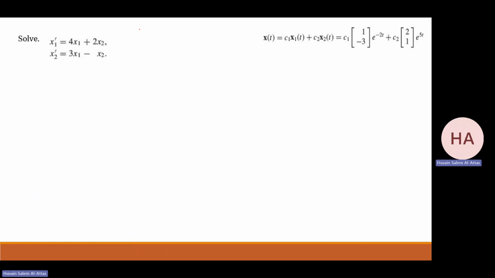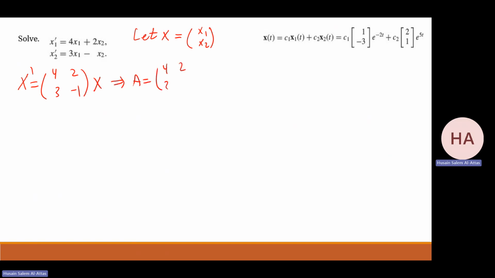Okay. Now let us go to the examples. First, I want to rewrite this in a matrix form. So I let capital X be x1, x2. So I have X prime equals the matrix 4, 2, 3, minus 1, times X. This will be my A, which is 4, 2, 3, minus 1. Then I will try to find the eigenvalues for this A. So I solve the determinant of A minus lambda I equal to 0. That means 4 minus lambda, 2, 3, minus 1 minus lambda.